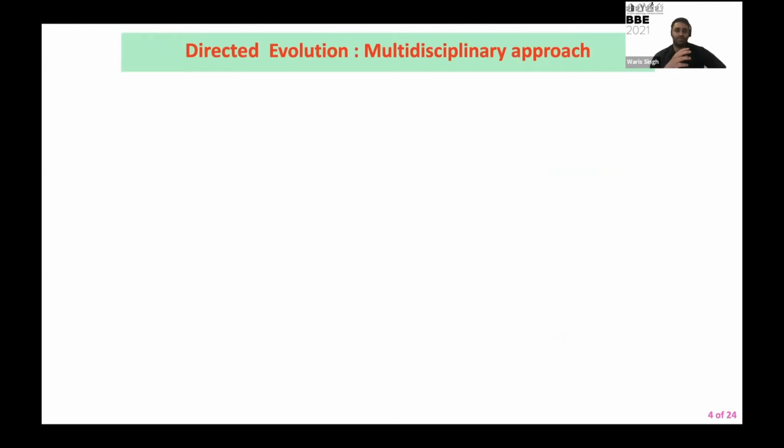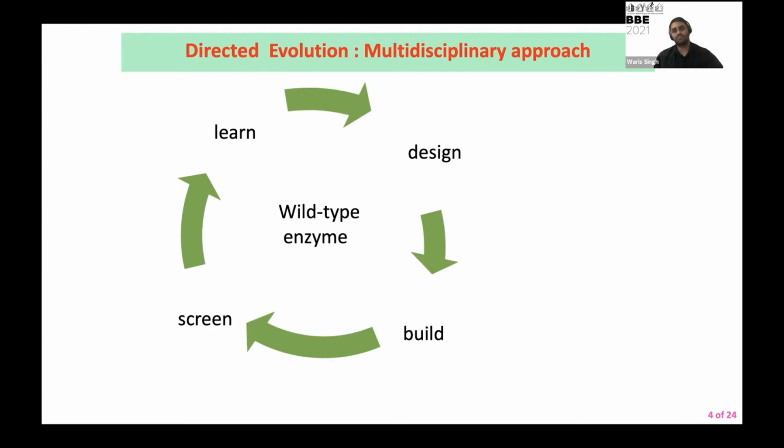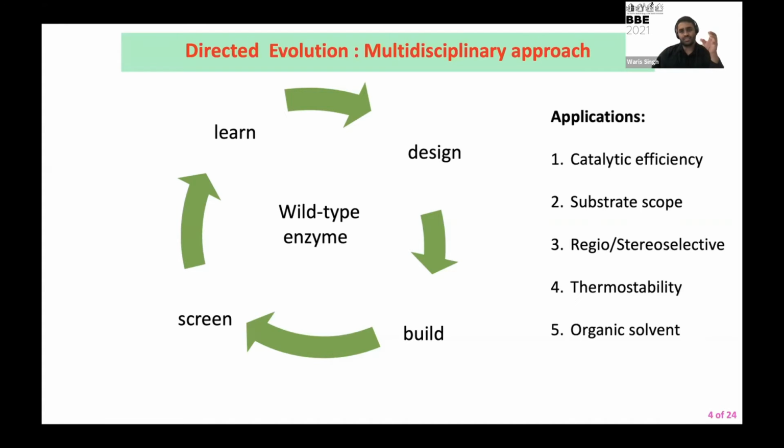Now I would very briefly go through what directed evolution is, and as you all know, it's a multidisciplinary approach. For example, if you have a wild-type enzyme, and you're interested in a certain chemical transformation, but you want to improve that chemical transformation, what you can do is add mutagenesis to the wild-type enzyme using molecular biology techniques. You can build those mutants, you can screen the mutants, and then you can learn from the experiment. And by doing many rounds of this directed evolution, you fine-tune the function.